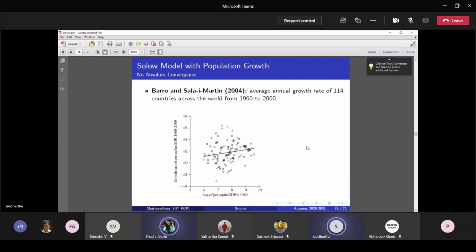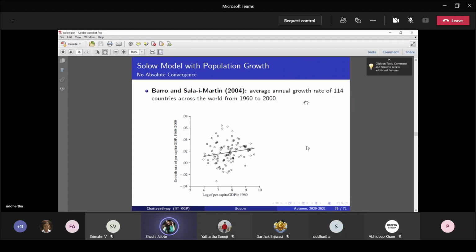Yes, sir. If this is the representation of the rich country and poor country, then if I do this scatter plot and the prediction of the Solow model is satisfied, then what would have been the trend line? A negatively sloped line or a positively sloped line? Sir, it should have been negatively sloped.